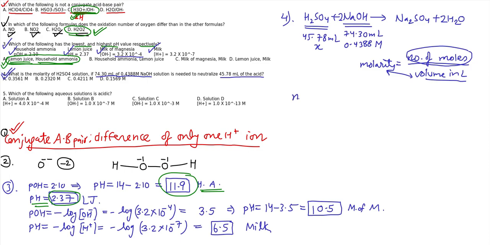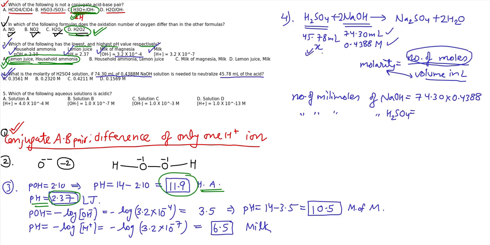So you can calculate the number of millimoles here. Number of millimoles of which species? Of NaOH, because for that you have been given the volume and molarity both. So it will be 74.30 multiplied by 0.4388. Similarly, you can calculate the number of millimoles of H2SO4 also. Its molarity is not given, but we have assumed that it is X, so you can multiply these two also. So X into 45.78, this is the number of millimoles of H2SO4.